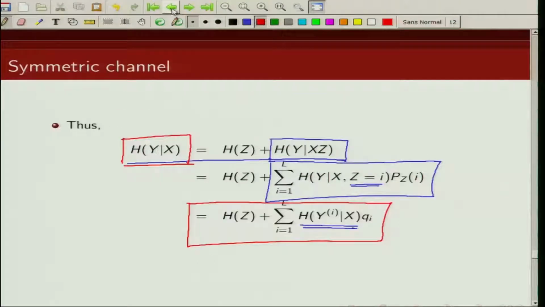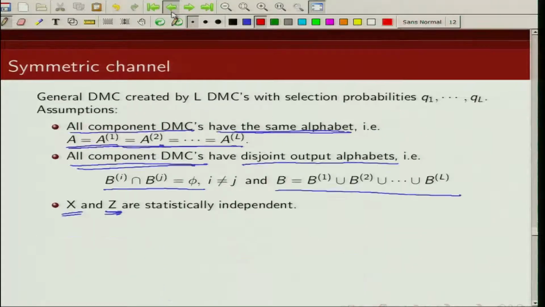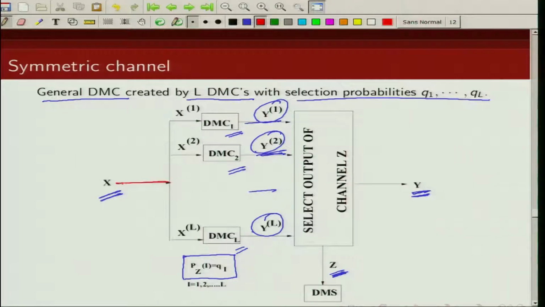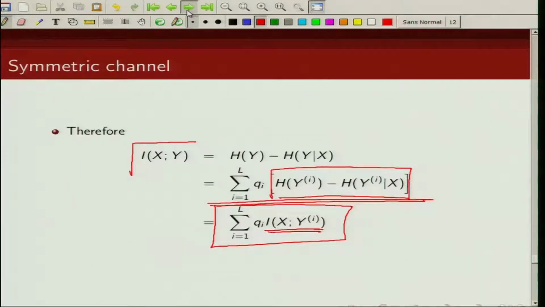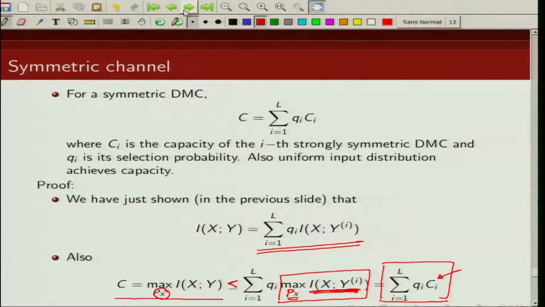And if you go back to the diagram that I showed you, it is the same input x that is going to all these discrete memoryless channels. Since the uniform distribution achieves capacity for each of these individual channels, and it is the same input, it is the same input that will achieve capacity for this channel. Hence, we have proved that the capacity of a strongly symmetric channel is given by this expression.